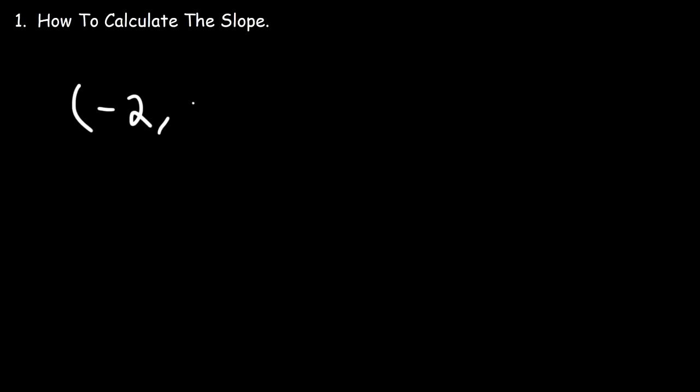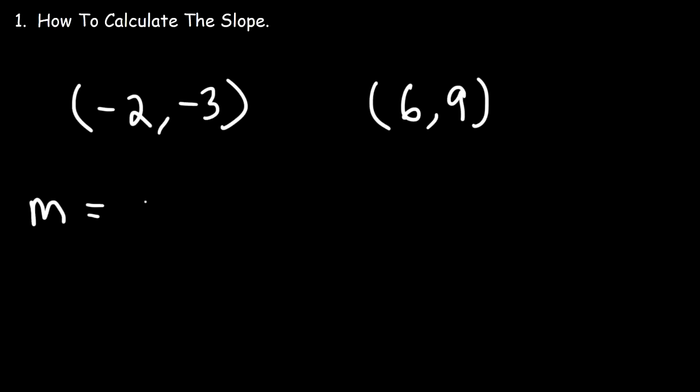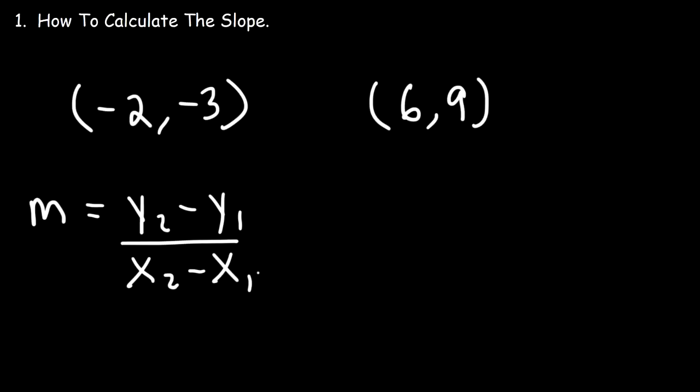Let's say the first point is -2 comma -3. And the second point, we're going to say it's 6 comma 9. What is the slope between these 2 points? Now there is a formula that we could use to find the answer. The slope indicated by the letter m is equal to y2 minus y1 divided by x2 minus x1. So the first number is the x coordinate, the second number is the y coordinate.